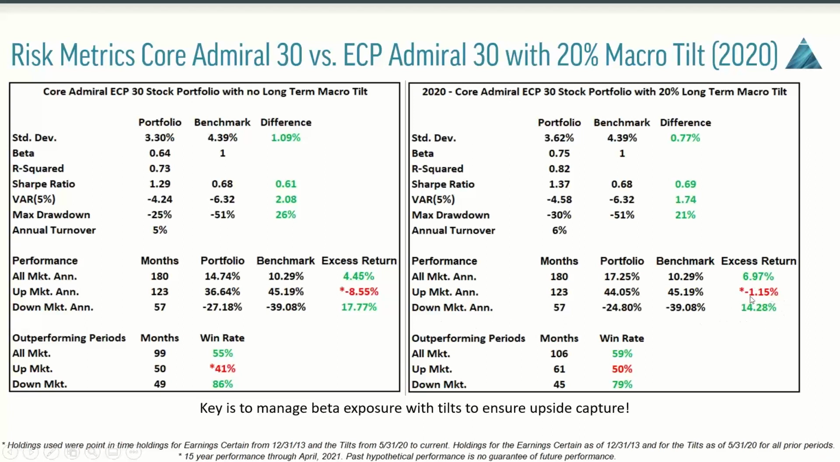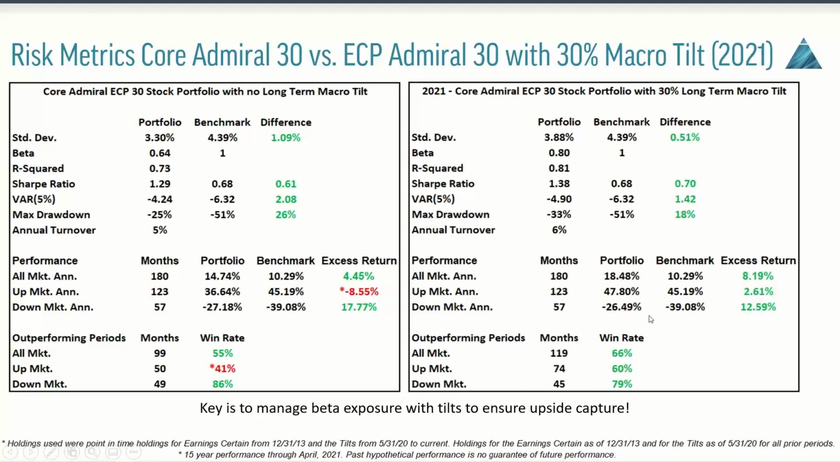Down market return not so good, obviously 14.28 because we've added that beta. Interestingly enough, the Sharpe ratio goes up even higher. Okay, so now we're more than double the return per unit of risk that the S&P 500 returns. Value at risk stays roughly the same. Max drawdown bumps up just a touch because we've obviously raised our beta exposure. Okay, so again, the key here, just to reiterate, managing the beta exposure with the tilts.